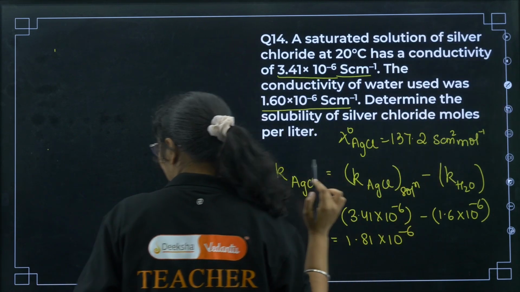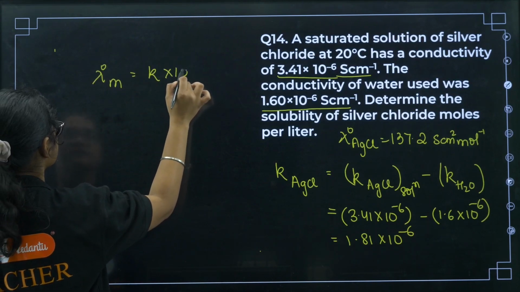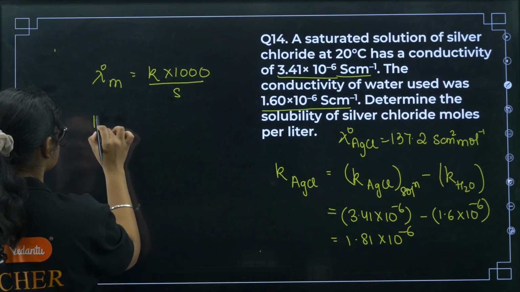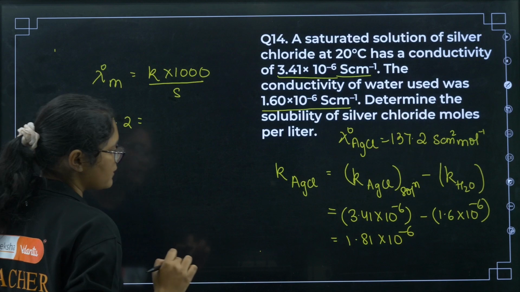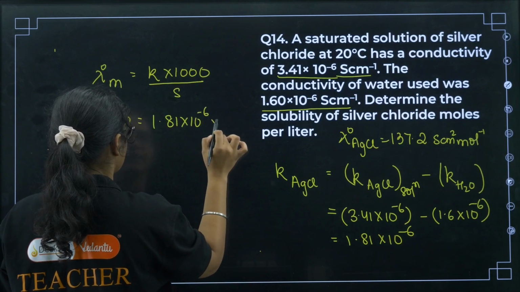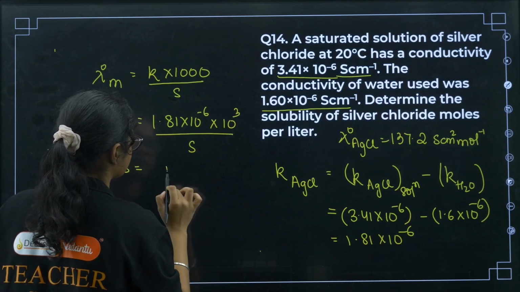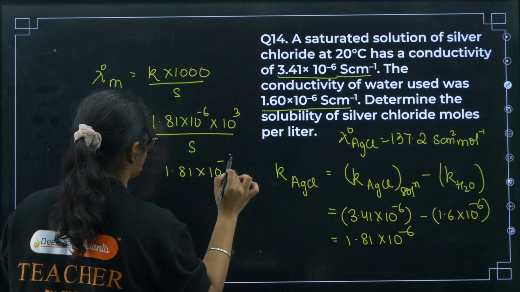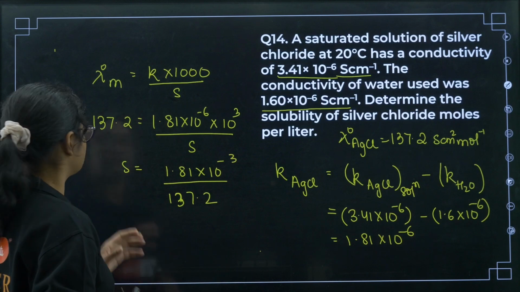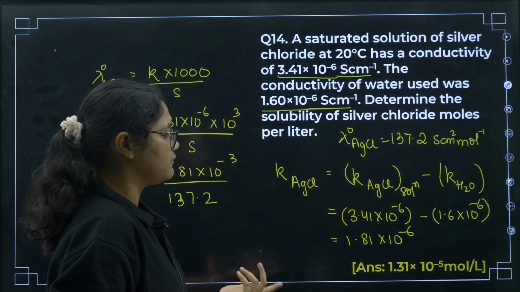Okay, so now we have lambda naught m is equal to kappa into 1000 by solubility, right? Now lambda naught m value is given to you in the question, 137.2. Kappa we calculated 1.81 into 10 to the power of minus 6 into 1000, divided by S. So S will become 1.81 into 10 to the power of minus 3 divided by 137.2. If you solve this, you will get an answer around 1.31 into 10 to the power of minus 5.